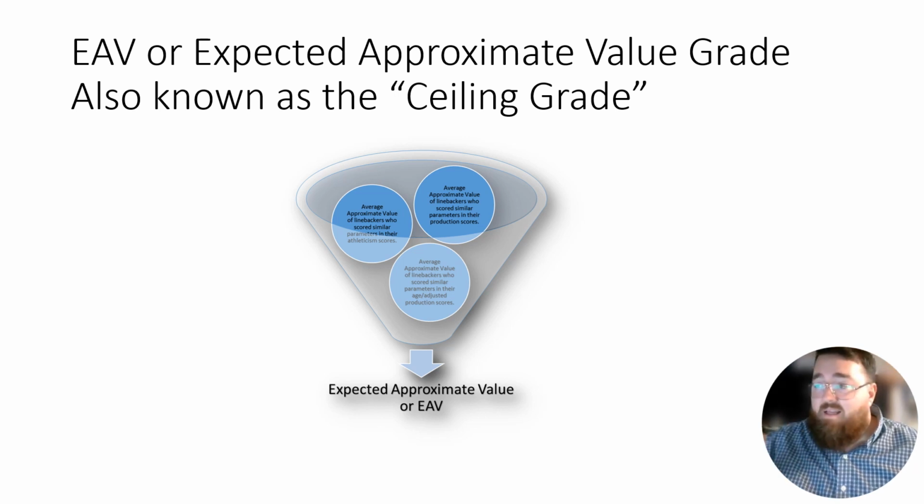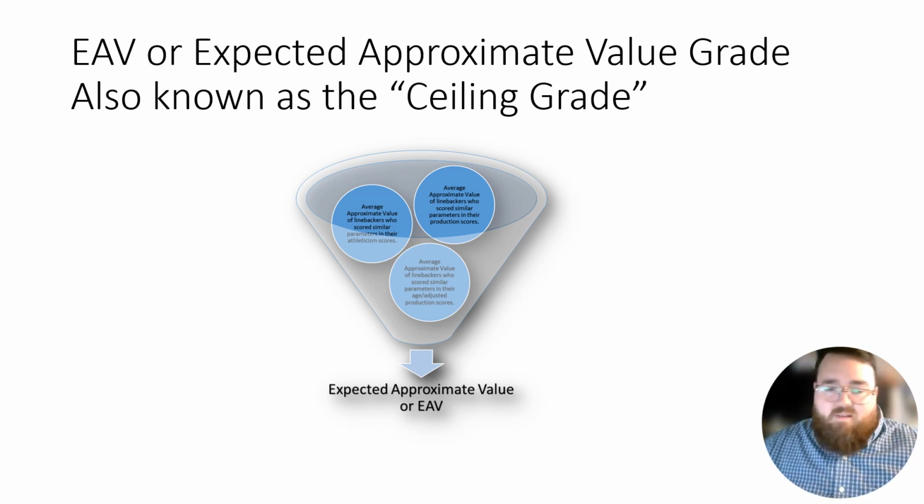A data grade is what I call EAV, or expected approximate value grade, also known as a ceiling grade. It takes a look at athleticism, production, physical metrics, everything you could think of from a statistical standpoint, all into one. It's like RAS if RAS had production and strength of schedule and strength of team and just everything all in one is what it is.